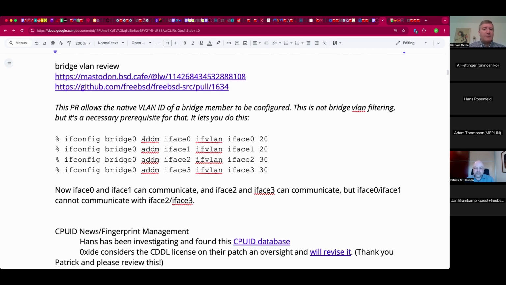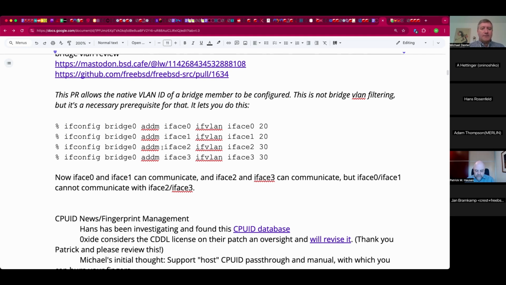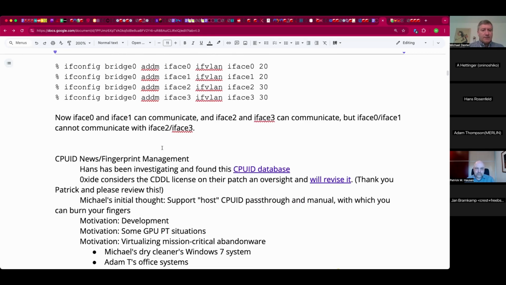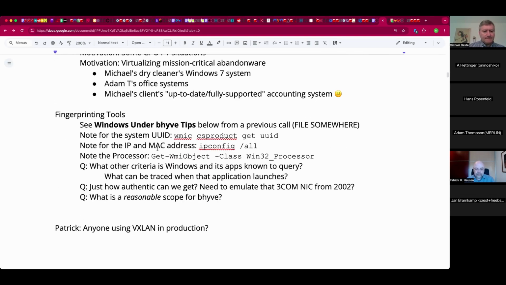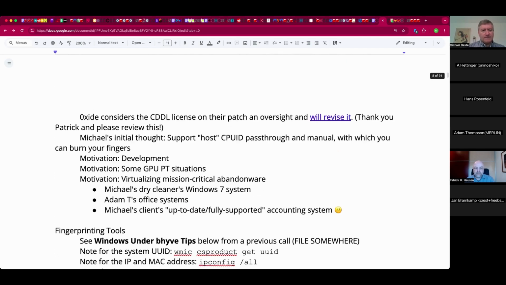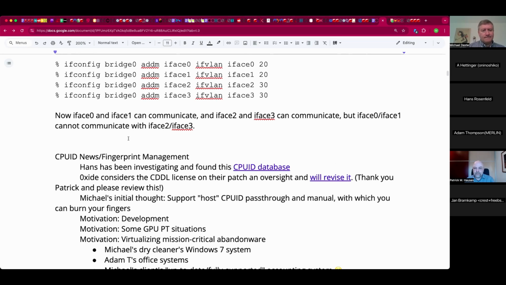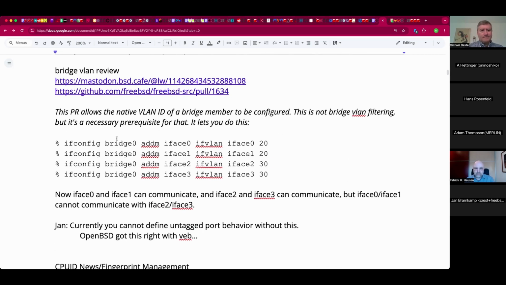There is a bridge VLAN update, and thank you, Jan, for clarifying that. It sounds like this means you get default VLAN behavior rather than undefined. No. Go ahead and describe that, I think I missed it. What it means is that you can assign a native VLAN ID for untagged frames on a bridge member interface, just like you would do on any other real switch. Okay. It's useful. It should have been there a long time ago, but now it's coming.